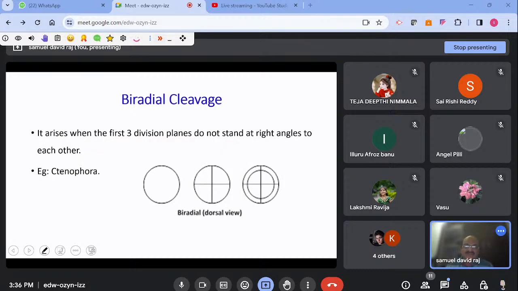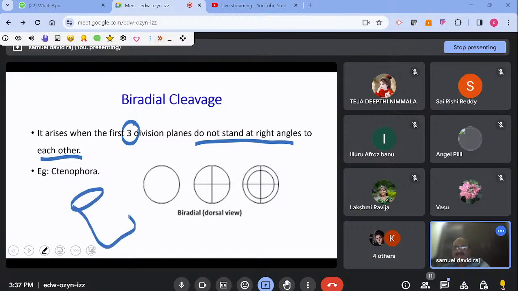And coming to biradial cleavage, it arises when the first three division planes do not stand at right angles to each other. We know biradial symmetry. The example is a sea anemone. Sea anemone has a cyclic structure with a mouth opening. So if this is the mouth opening, the organs are arranged around two axes. Some organs are arranged around this axis, and some organs are arranged around another axis, that is this axis.